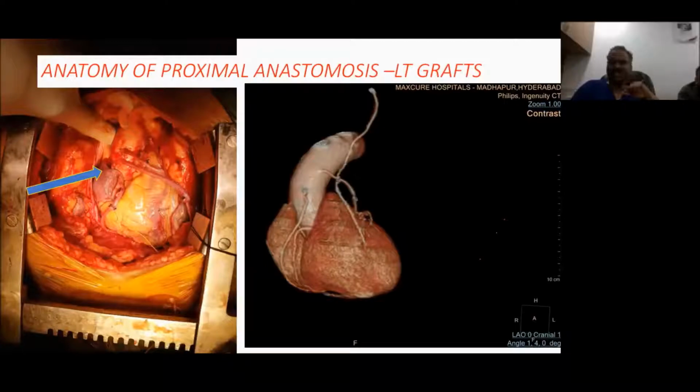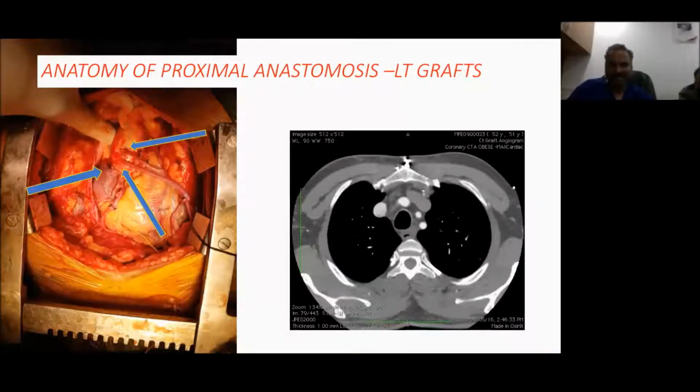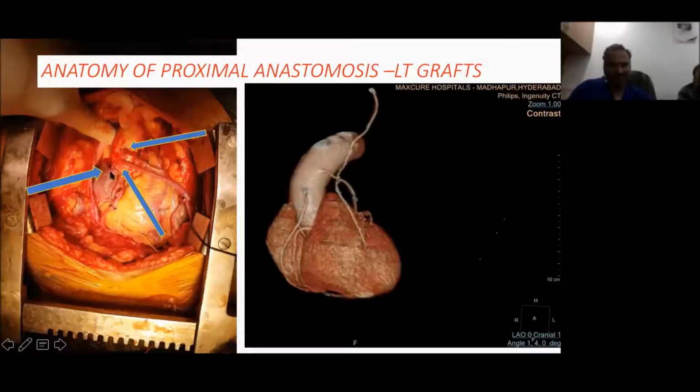This is a surgical picture. If anyone has any questions, you can unmute and ask, because this is the most important thing which we have to understand. This is the live surgical picture, anterior view. There are three grafts if you see, right? This is the first left-sided graft. This is the second left-sided graft, and there is a right-sided graft. I hope all are able to appreciate.